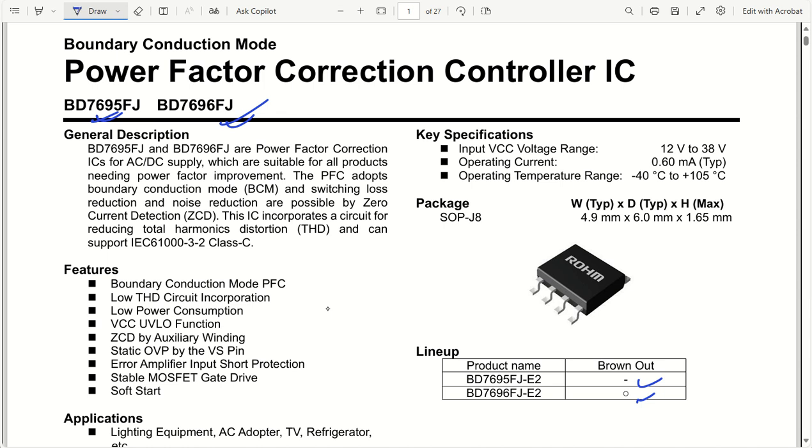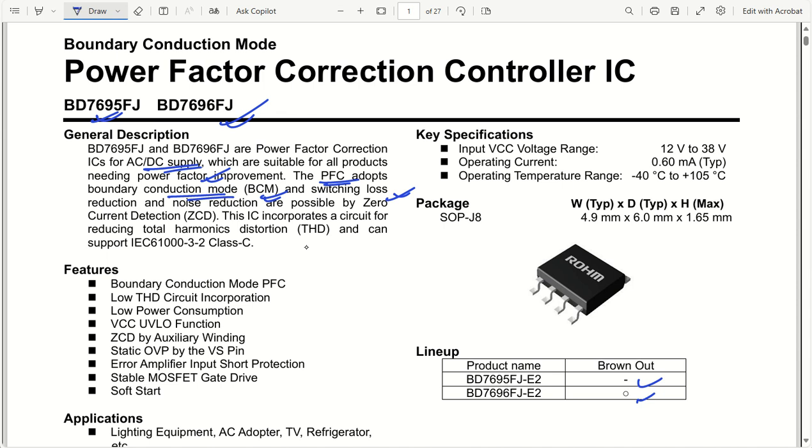If you talk about this particular power factor correction IC, it can be utilized in your AC/DC supplies, which is suitable for all products needing power factor improvements. It adopts boundary conduction mode, and it is also going to reduce your switching losses and noise. So my power factor correction IC adopts boundary conduction mode, as well as reduces my switching loss and noise. And how does it do that?